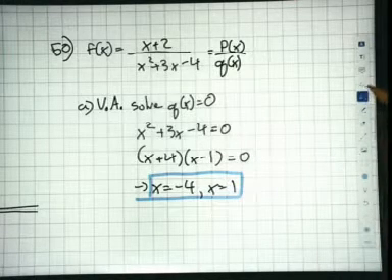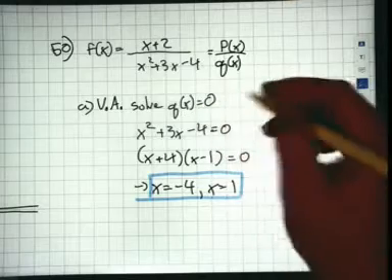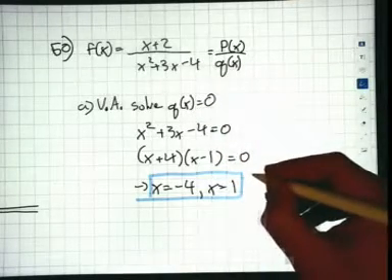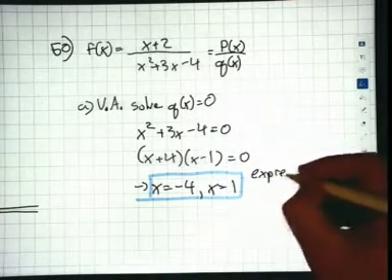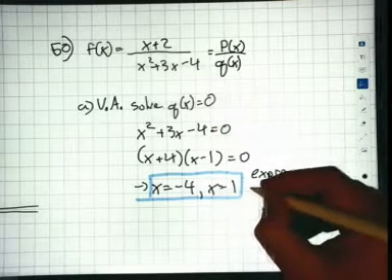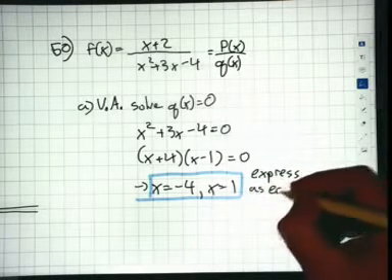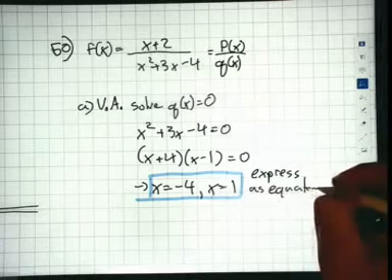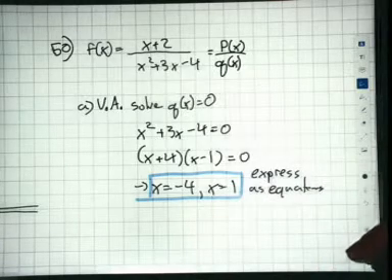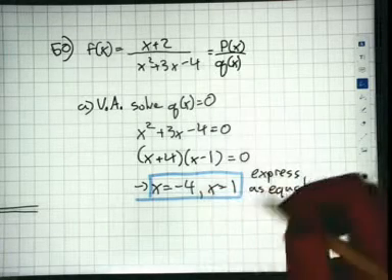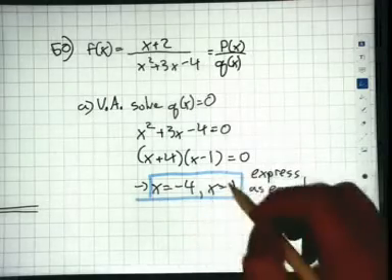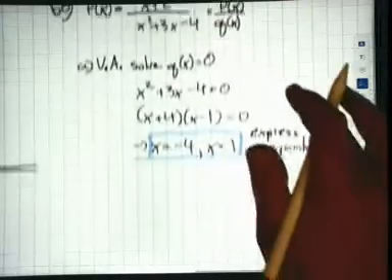When we talk about vertical asymptotes, we want to express them as equations. Express as an equation. Don't just tell me negative 4, 1. Tell me x equals negative 4. Tell me x is equal to 1.